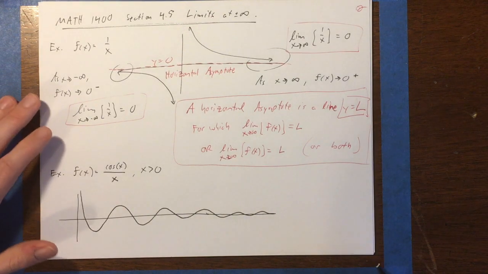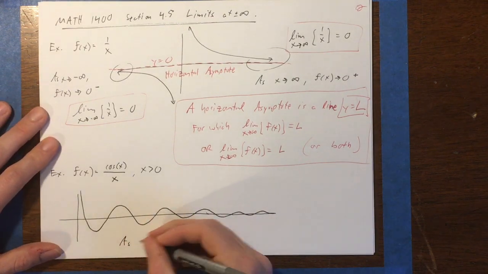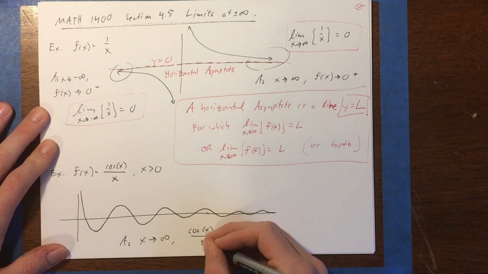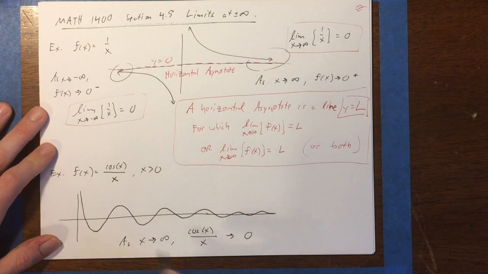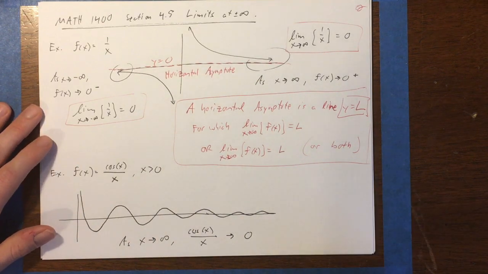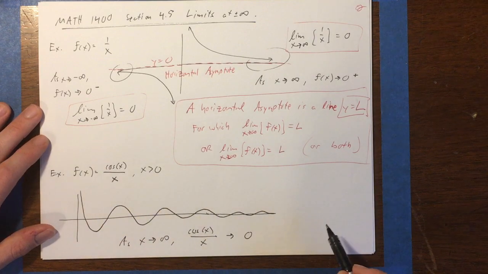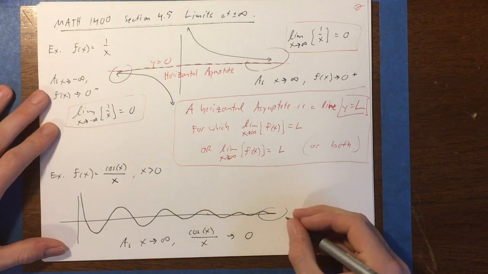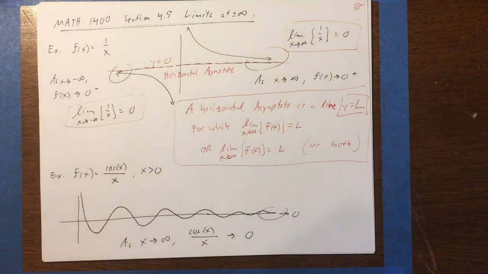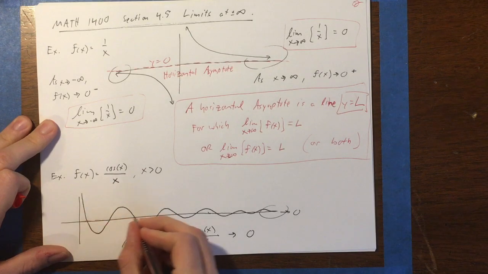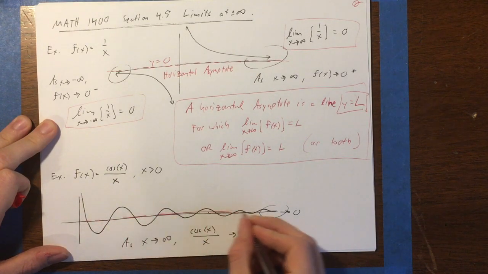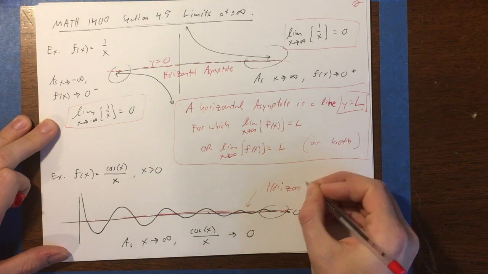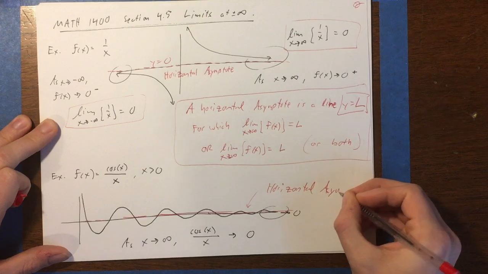There we go. And what's happening is, as x is approaching infinity, the cosine of x divided by x is approaching 0. It is approaching 0, but it's not approaching it from above or from below. It's oscillating side to side, yet the wave amplitudes are getting smaller and smaller. So overall, it's still approaching 0. And so this line, y equals 0, right along the x-axis, for this function is also a horizontal asymptote, because it meets the definition.